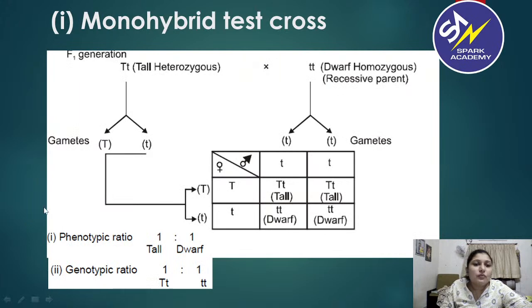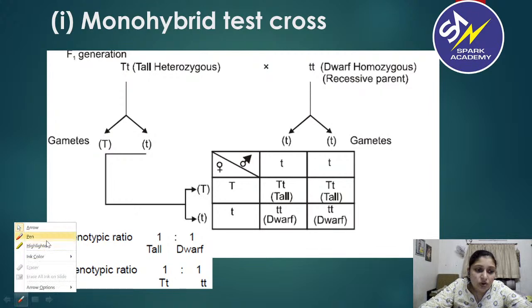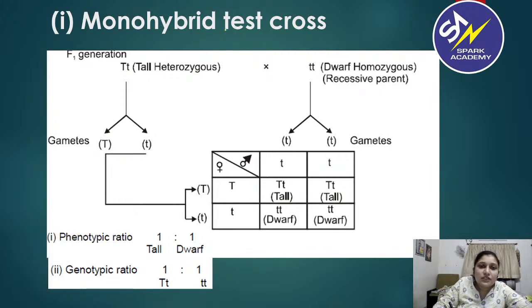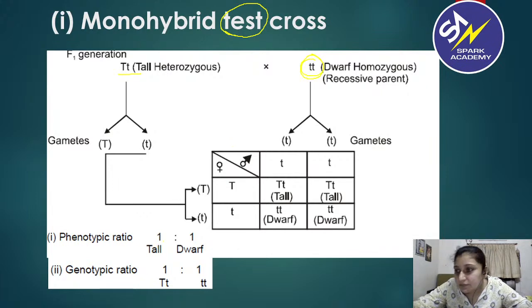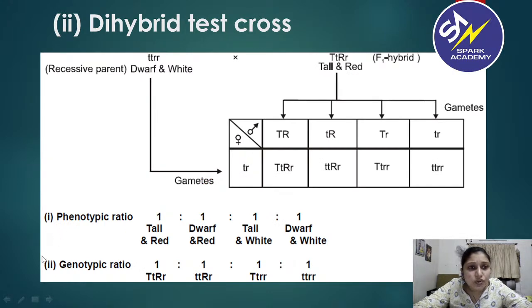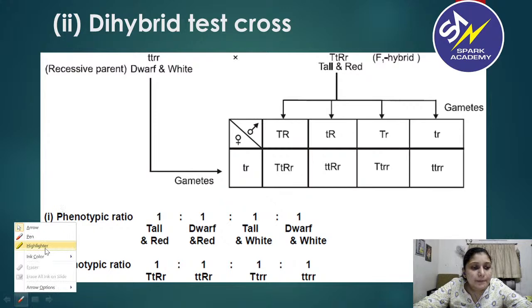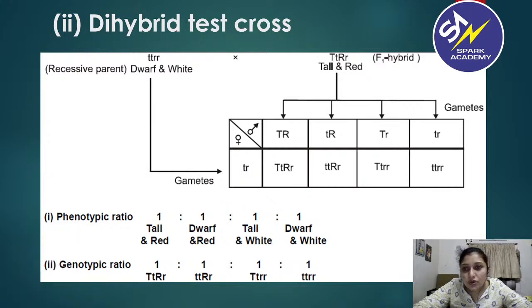Monohybrid test cross: we are doing a test cross of monohybrids. Test cross means we are crossing the F1 generation with the recessive parent. So it will give a 1:1 ratio, 1:1 in both genotype and phenotype. Dihybrid test cross: here also we are getting a 1:1:1:1 ratio.